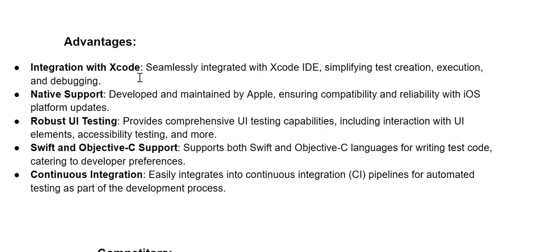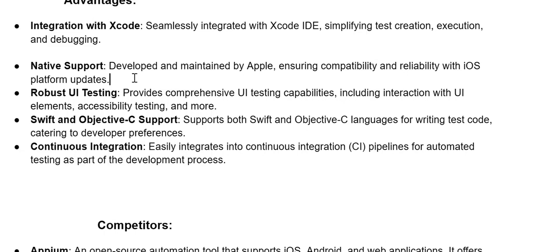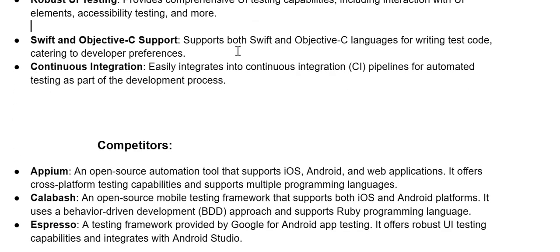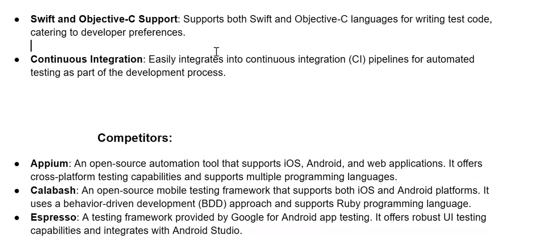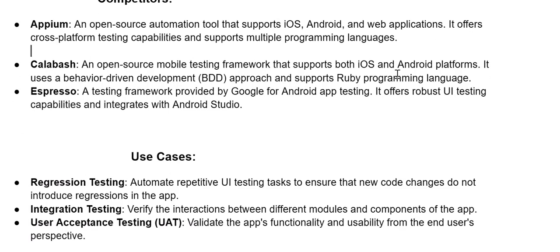Advantages: integration with Xcode, seamlessly integrated with native support, developed and maintained by Apple, ensuring robust UI testing. We have UI testing, Swift and Objective-C support, continuous integration. The competitors are Appium, an open source automation tool that supports iOS, Android and web applications. Another is Calabash, an open source mobile testing framework that supports both iOS and Android applications. It uses a BDD approach.